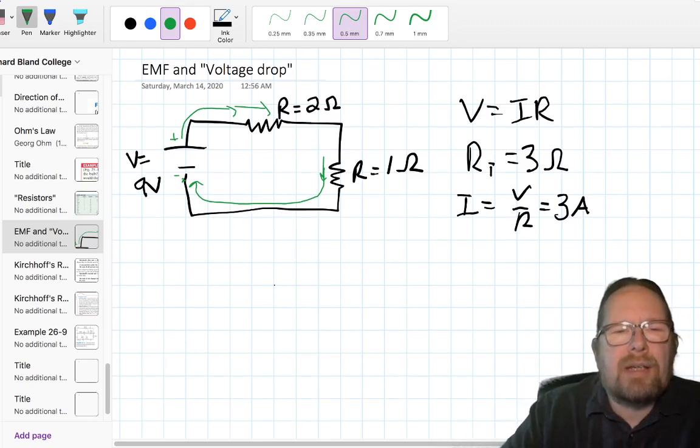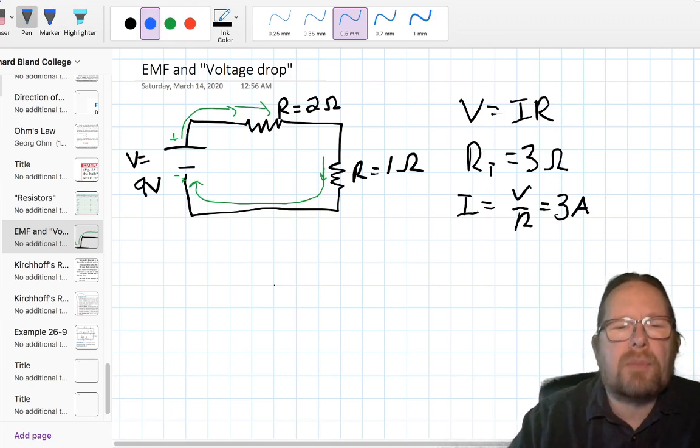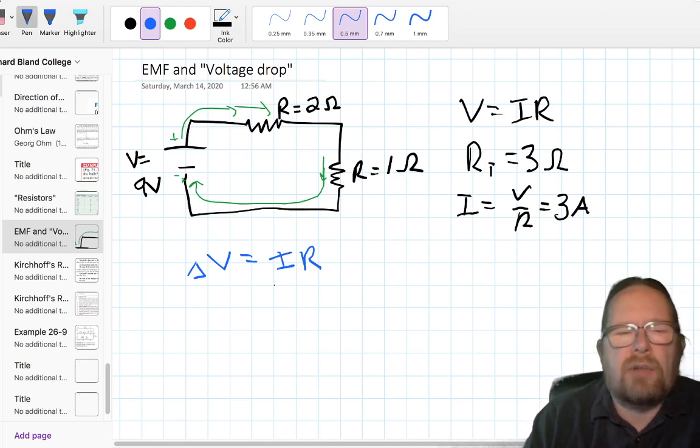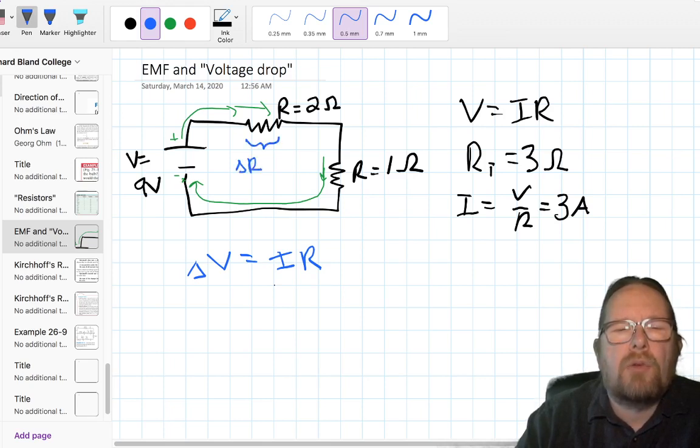Because in an electrical circuit we ignore the resistance of the wires, the only place where this electron loses energy in a circuit is in passing through the resistors. So the change in voltage, or what we sometimes call the voltage drop, over each resistor is equal to IR. So each charge loses an amount of electrical potential energy per unit charge given by I times R.